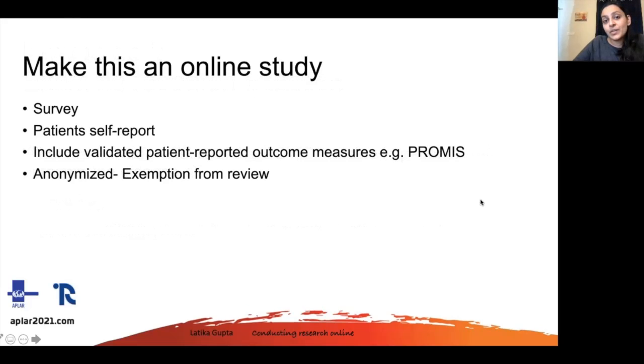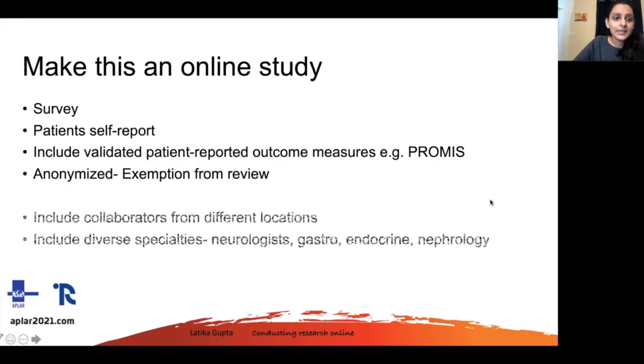But if we want to convert this into an online study, we design a survey, an online self-report survey. We include validated patient reported outcome measures like PROMIS. We anonymize it, so we just have to seek an exemption from review from the institutional review board or the ethics committee, and include collaborators from different locations, include diverse specialties like neurologists, gastroenterologists. After all, we're looking after autoimmune diseases, not necessarily rheumatic diseases, endocrinologists, nephrologists.